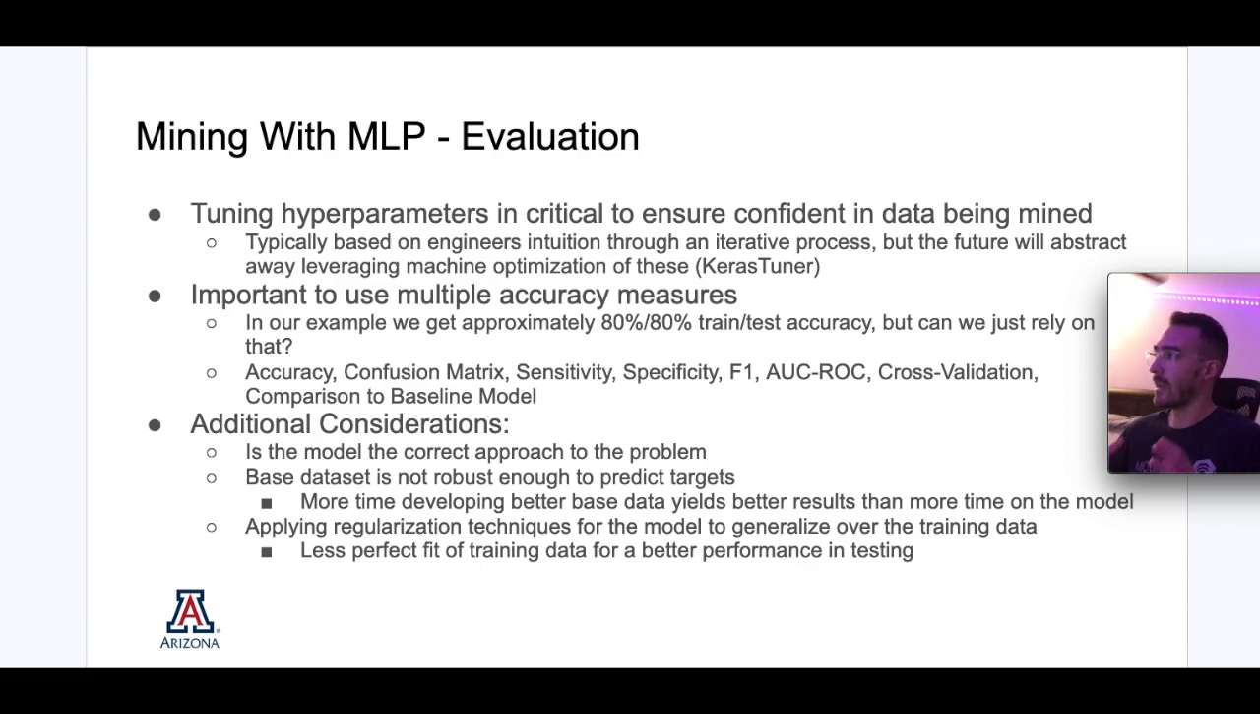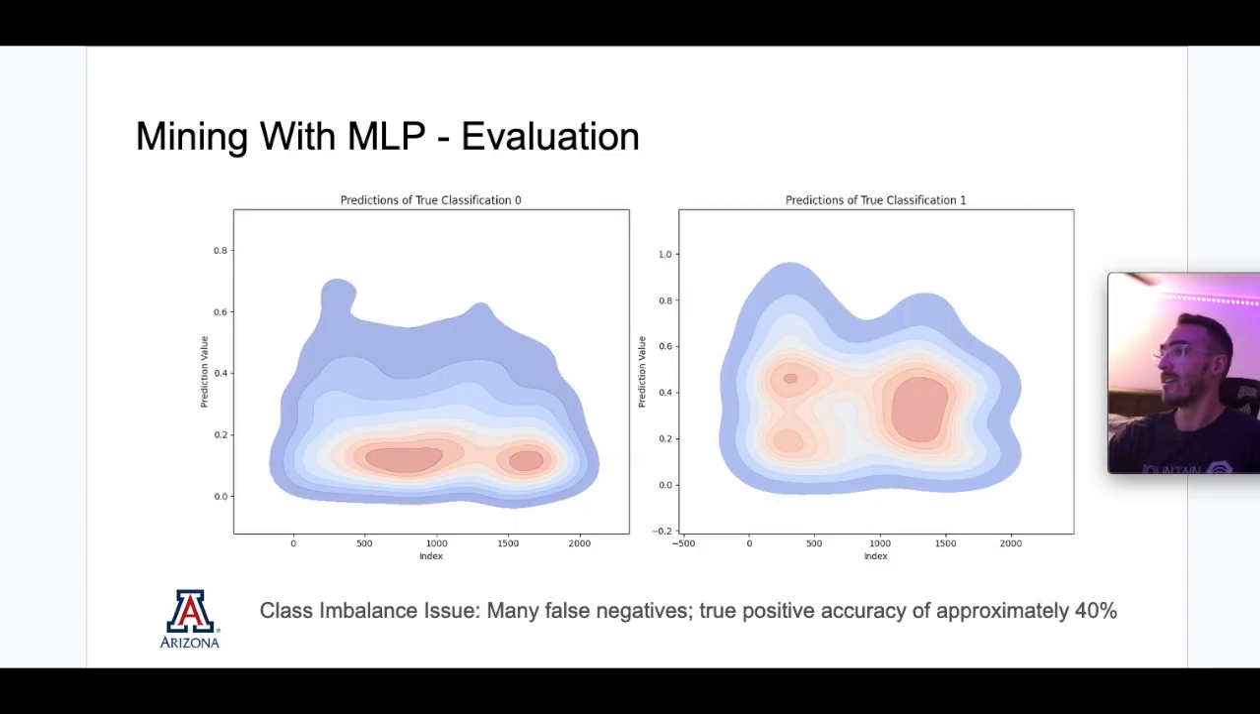So in the model that I created, I achieved an 80% train and test accuracy, which sounds great off the bat, but again, can we just rely on that one metric? I can tell you that the answer is no to that. Here I have the actual density plot of the predictions for values of 0 and 1, and we can see if it's below 50% or 0.5, it should be classified as 0, and above that should be classified as a 1.